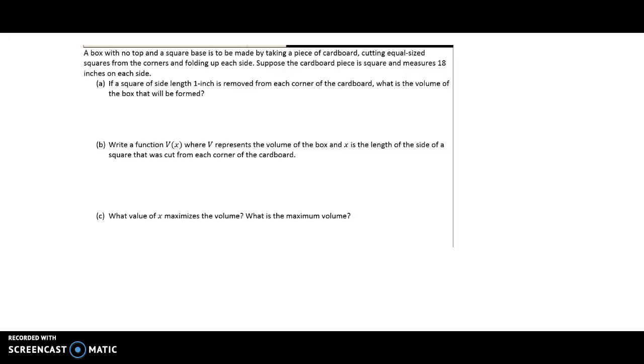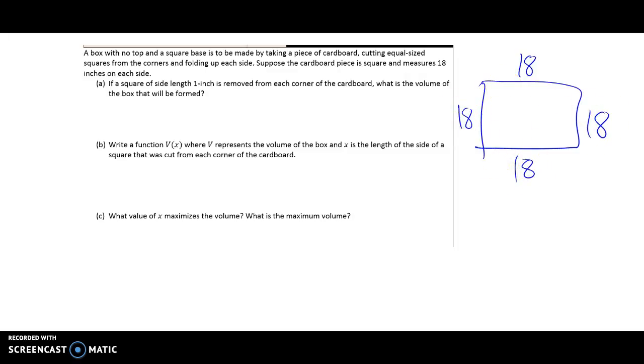Okay guys, this is the application problem that I instructed you to review. Go ahead and pause the video if you need to so that you can read about the situation that's going on. Okay, so now that you've had a chance to internalize what's being asked, I'm going to draw a picture over here. Here's your piece of cardboard, and the cardboard measures 18 by 18 on every side.